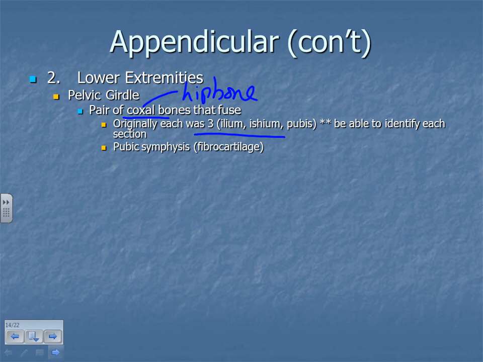If you notice on the fake skeleton or the real one, at the very front, between the 2 pubis bones, there is a piece of cartilage. Fiber cartilage, we call it the pubic symphysis, and this is what's going to hold the 2 coxal bones together in the front.